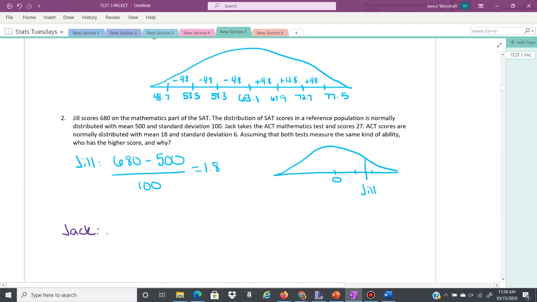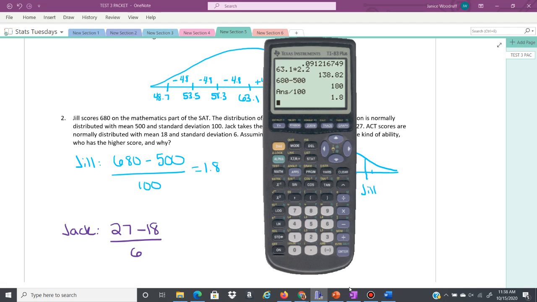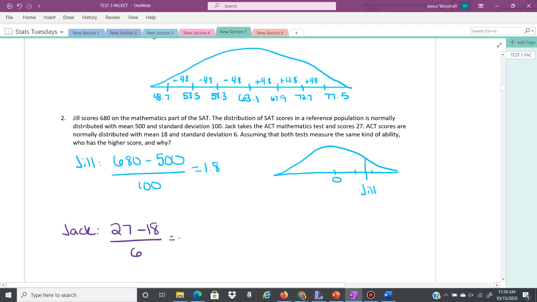Okay, Jack has a 27. The mean is 18. Standard deviation is 6. So 27 minus 18 over 6 will give us 1.5, which means Jack is about right here.